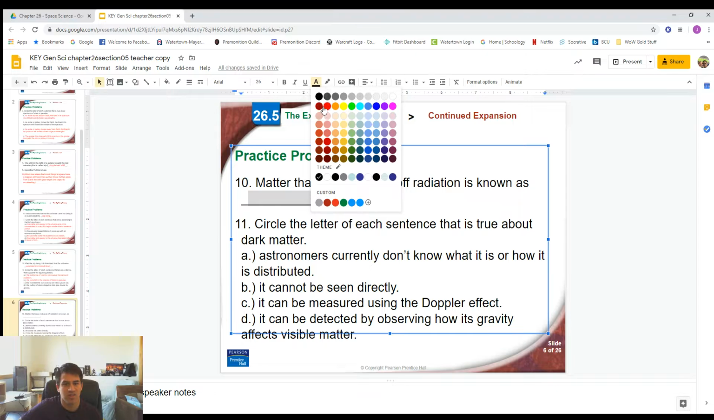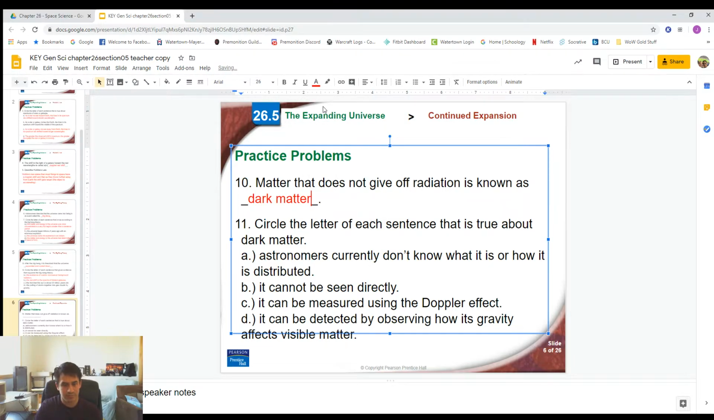So this is known as dark matter. And it's called dark matter not because it's black, okay? It's called dark matter because we can't detect it with anything. It doesn't give off light, so it doesn't give off radiation. So light doesn't bounce off of it. When we try to view it with telescopes and stuff, we can't see it because if it doesn't give off light, there's nothing for us to detect and see.